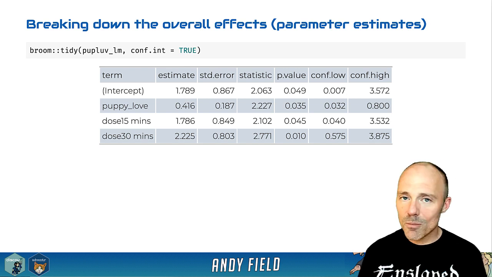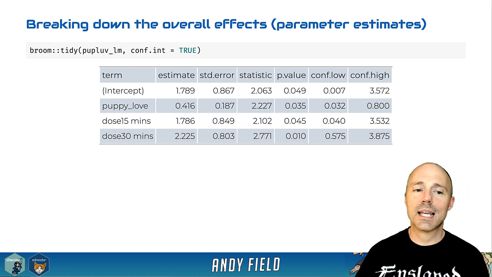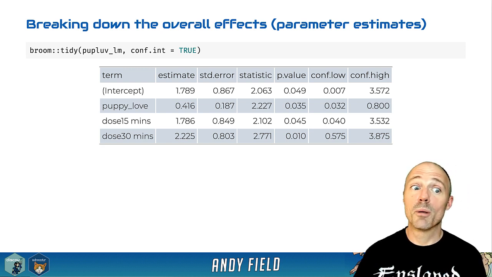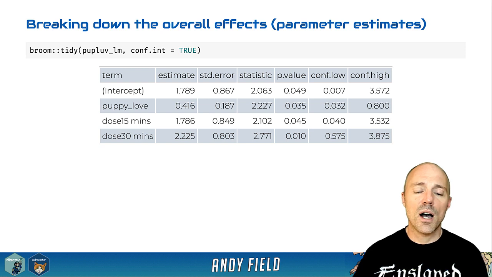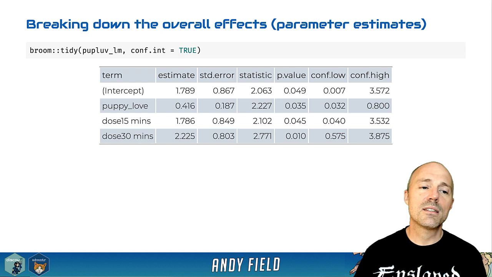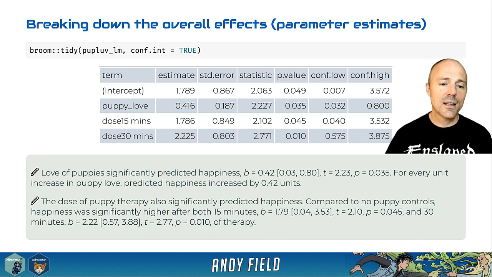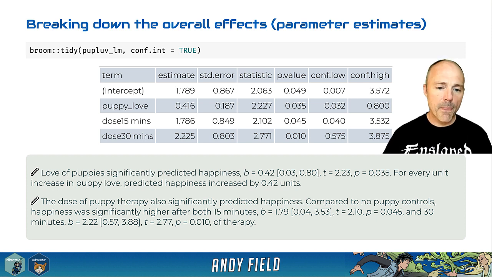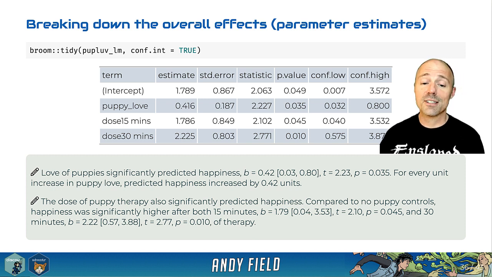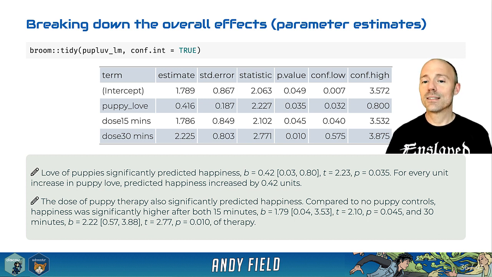Just like any linear model, we can have a look at the parameter estimates themselves, the betas. We've looked at a version of this table already when we were looking at what the betas represented. But now we could also look at the p-values and the confidence intervals. We would interpret these in the same way that we've interpreted betas in the past. For example, love of puppies has a beta of 0.42, and we could say love of puppies significantly predicted happiness. Beta is 0.42, it's got a confidence interval ranging from 0.03 to 0.8, and it's significant.